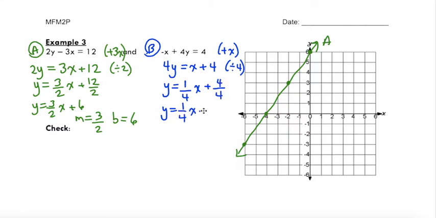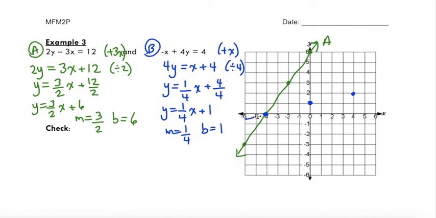4 divided by 4 is 1. So my slope is 1 over 4, and my y-intercept is 1. So here's my point, my y-intercept at 1. I'm going to go up 1 and over 4. Now I can't go any further, and I don't have a point of intersection yet, so I'm going to go down 1 this time and over to the left 4, and there's my point of intersection.